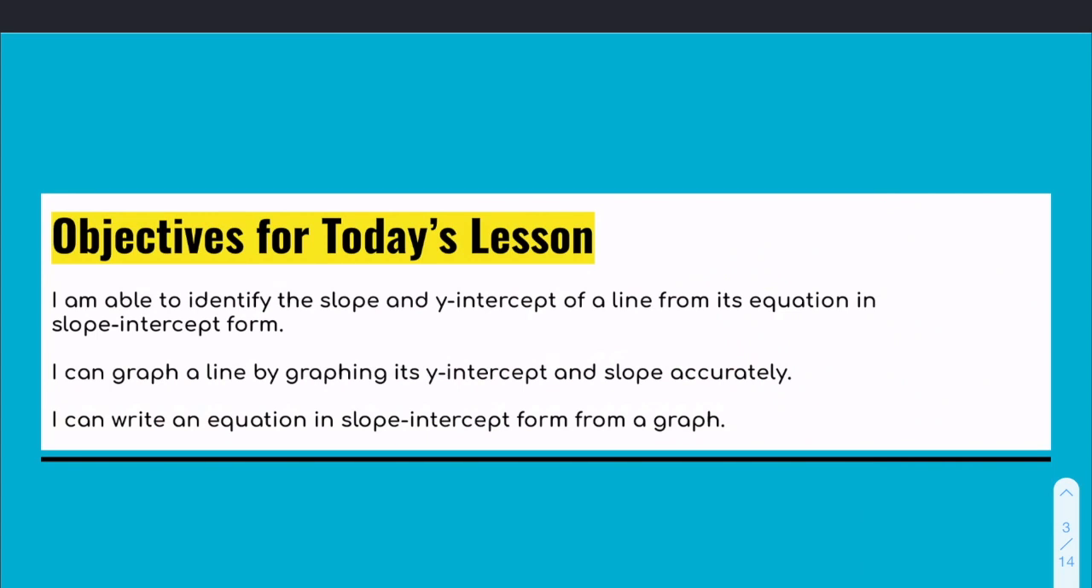Objectives for today's lesson. I am able to identify the slope and y-intercept of a line from its equation in slope-intercept form. I can graph a line by graphing its y-intercept and slope accurately, and I can write an equation in slope-intercept form from a graph. So that is our goal, to review those 3 concepts. Again, we have done this before, so I'm going to go through all of them today in one lesson.